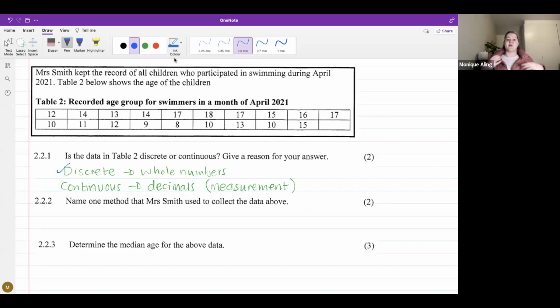Don't you think Mrs. Smith would have been at the swimming practice and she could have seen the learners at the practice? What method would you use when you're actually looking and then recording? Could use a record sheet. Yes, Sonia. Observation is a good one. So she went to the swimming lessons, swimming practices, and observed who was there, and she could tick them off.